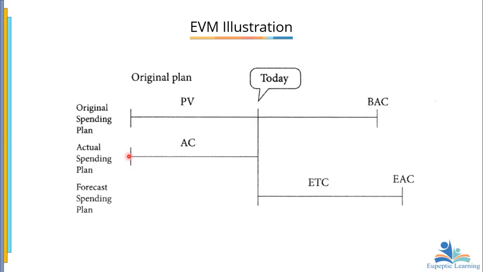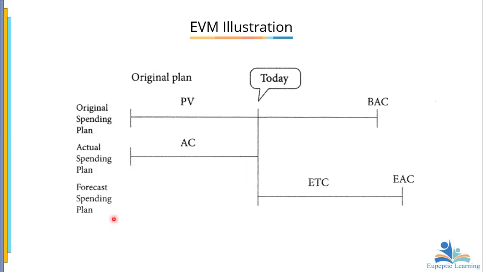So from this point to this point, in terms of cost, this is the actual cost. So actual spending plan, this is your actual spending plan. So look at it, that here. Now, the forecast spending plan is this. That is estimate to complete and then estimate at completion. What this means is that by the time this project ends, you would have spent this amount.